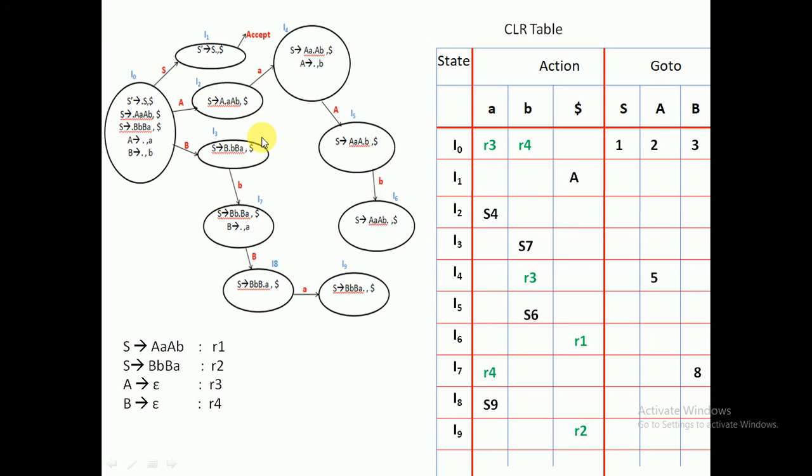This is the canonical form, and this is the CLR table. This is the LR1 canonical form, this is the CLR table. Okay.